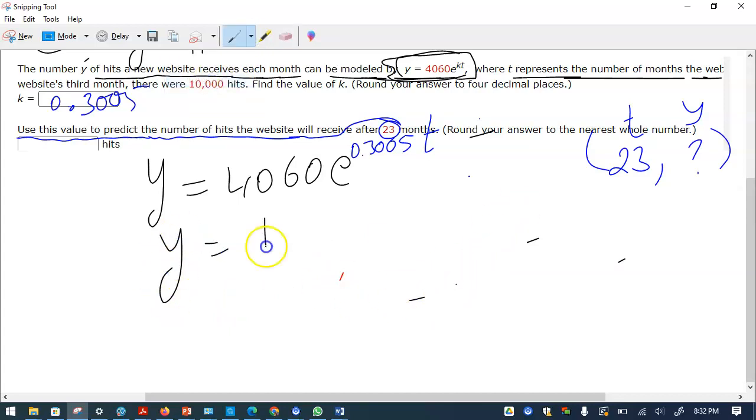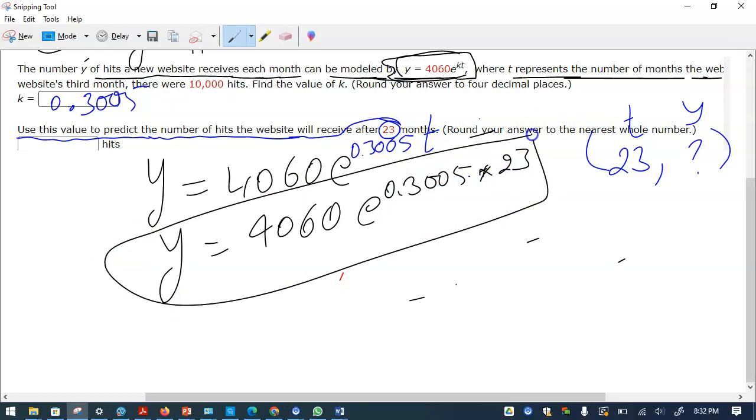So this will be y is 4060 e raised to 0.3005 times 23. Put this in the calculator and you will get the answer. They're also asking to round it to the nearest whole number, and you will get the answer as 4,075,232. You can check this yourself. Okay, so that way I can save my time and go to another practice problem, number 10.